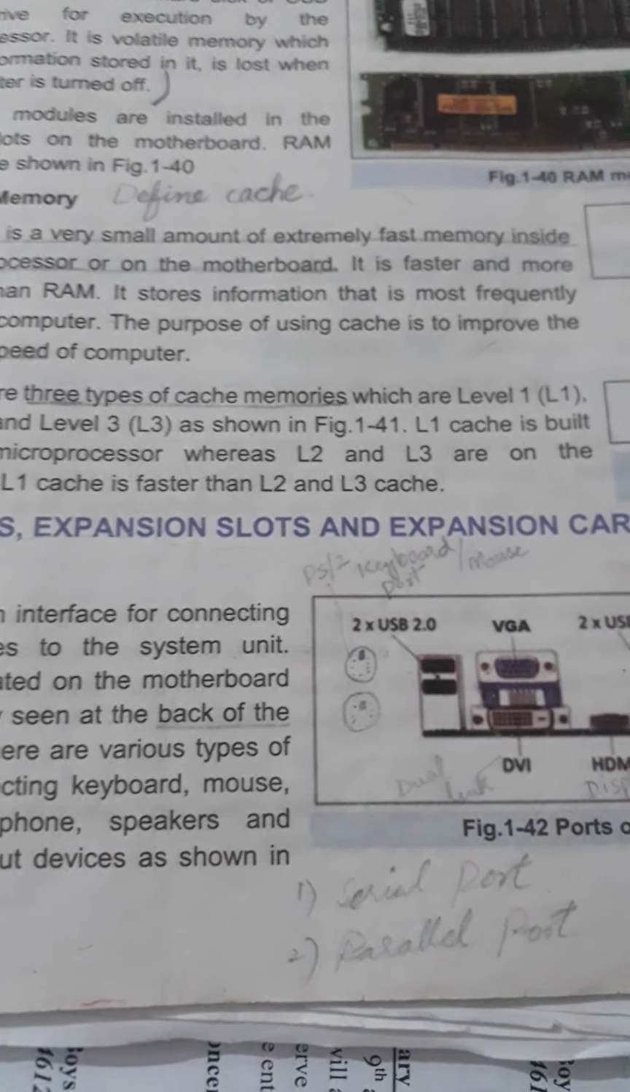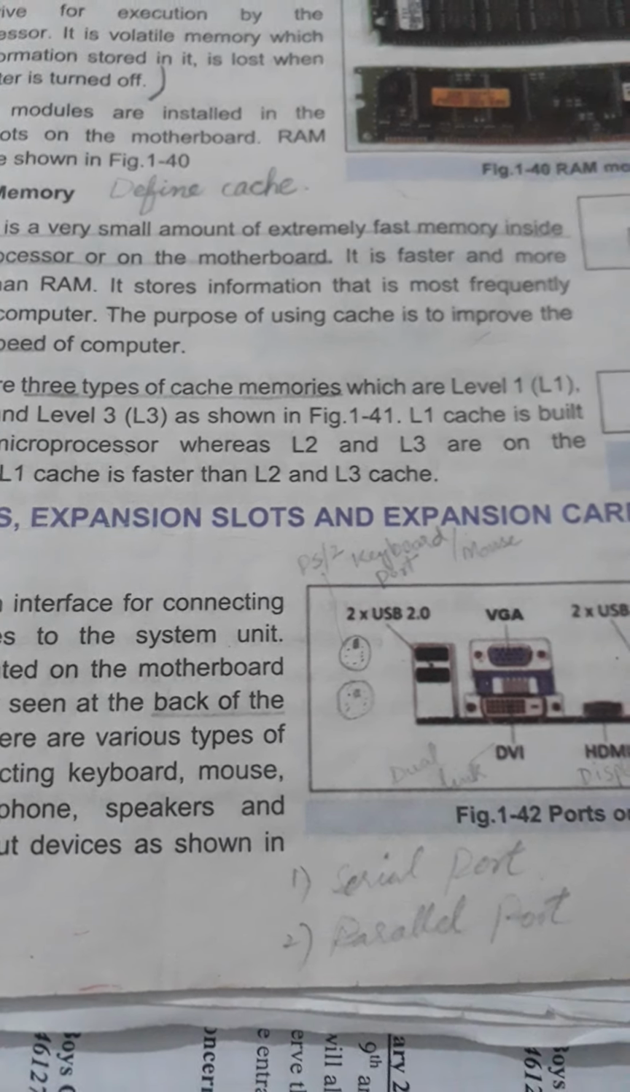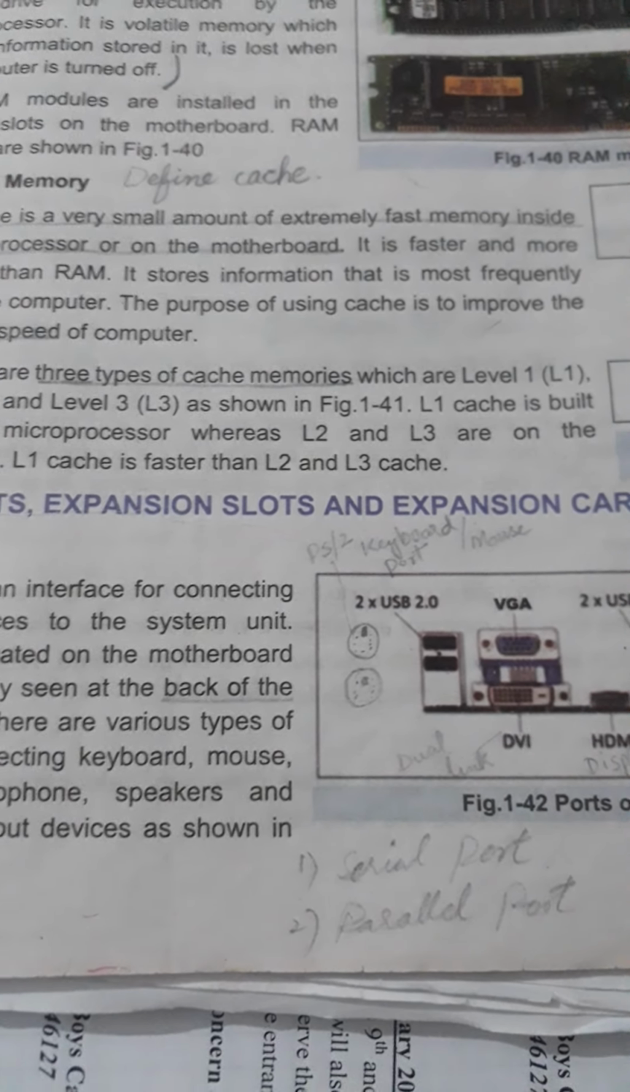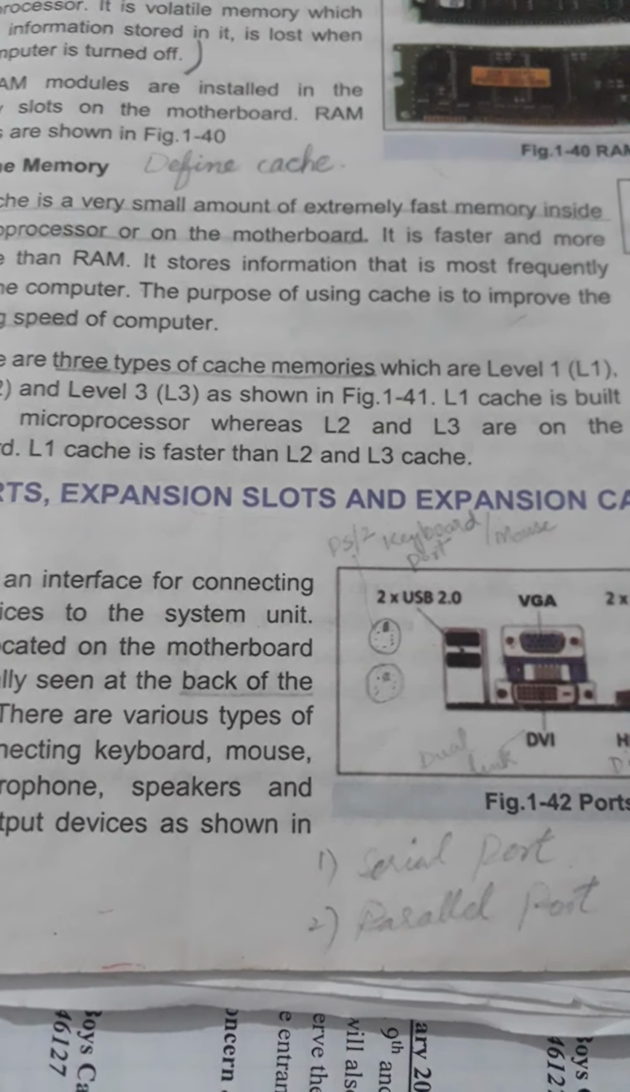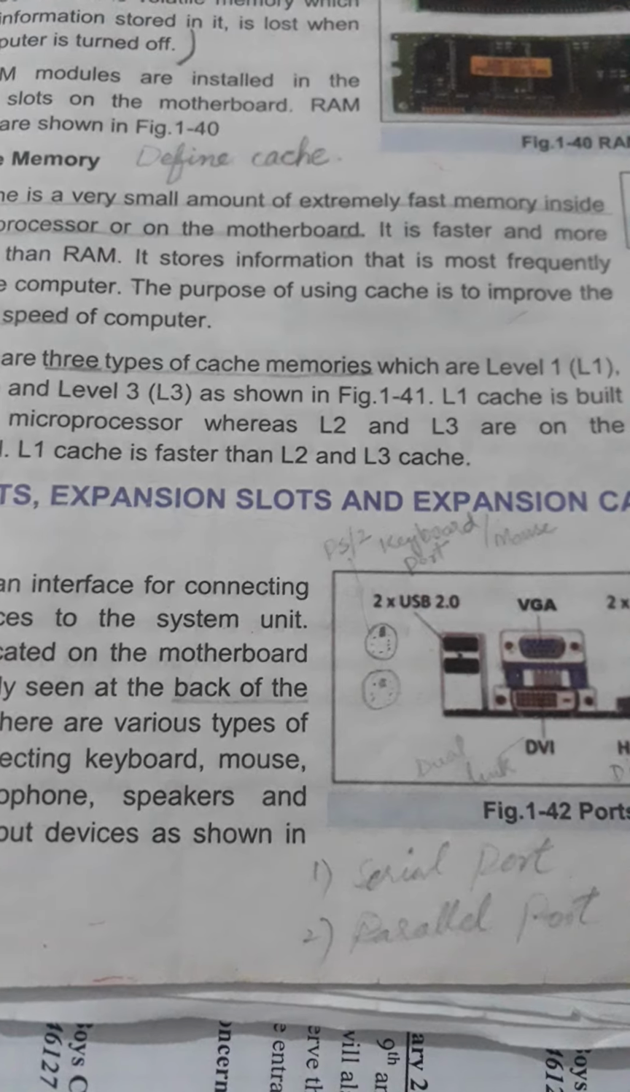Then we have three types of cache memory: level 1, level 2 and level 3, L1, L2 and L3. L1 is built inside the microprocessor, whereas L2 and L3 are on the motherboard. L1, which is inside the microprocessor, is faster than L2 and L3.